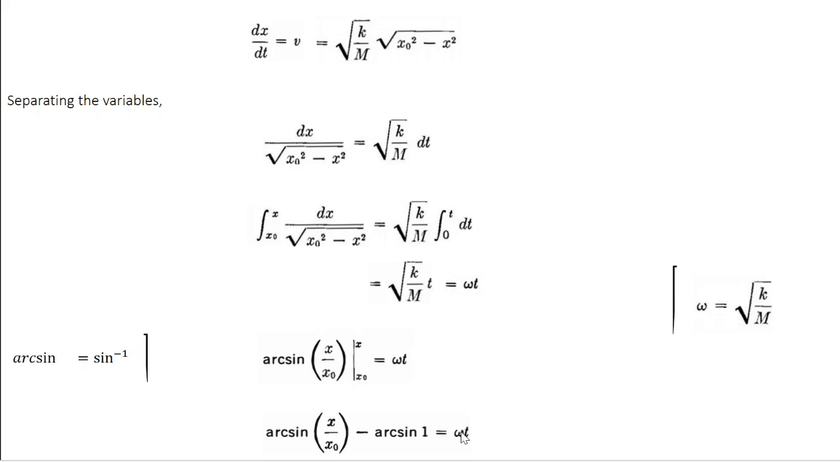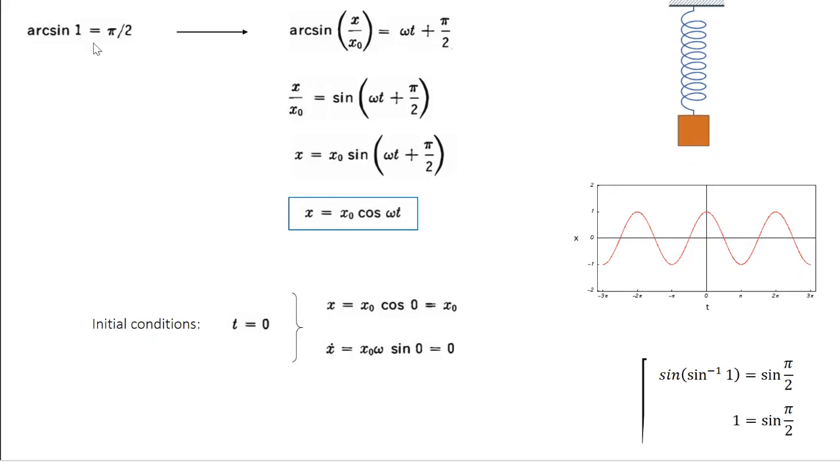Let's simplify this further. What is arc sine 1? Arc sine 1 is pi by 2. If you want, you can cross check this. Basically, apply sine on either side. So you have sine inverse 1 equal to sine pi by 2. Sine and sine inverse cancel. You have 1 equal to sine pi by 2. Right? Sine pi by 2 equal to 1. So arc sine 1 equal to pi by 2. So when you put this result back into the equation, you get arc sine x by x naught equal to omega t plus pi by 2.